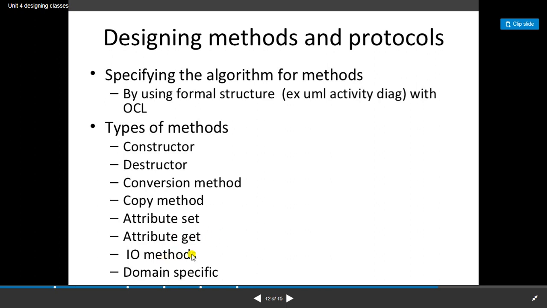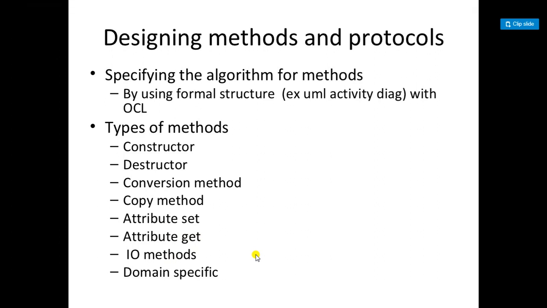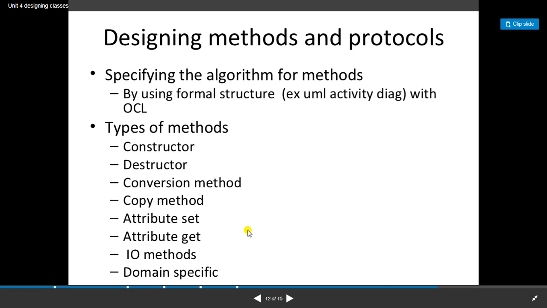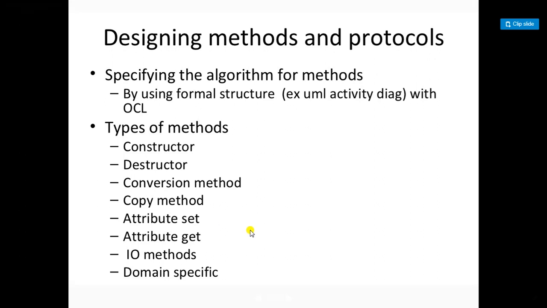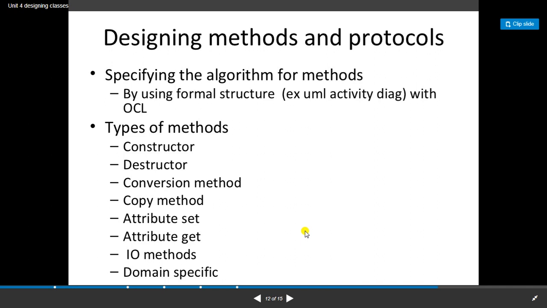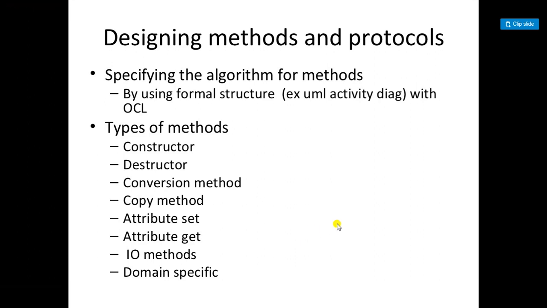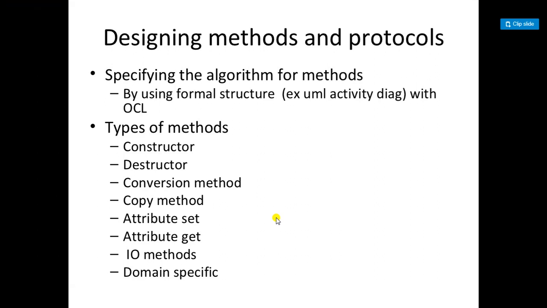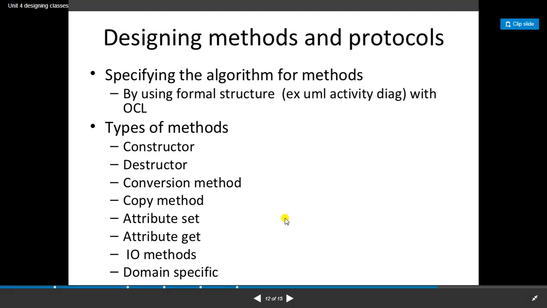Then IO methods. IO methods are nothing but input and output methods. Then another method is the domain specific method. Domain specific method means the method you are using, whether it is a protected method, private method or public method. That we call the domain specific method.